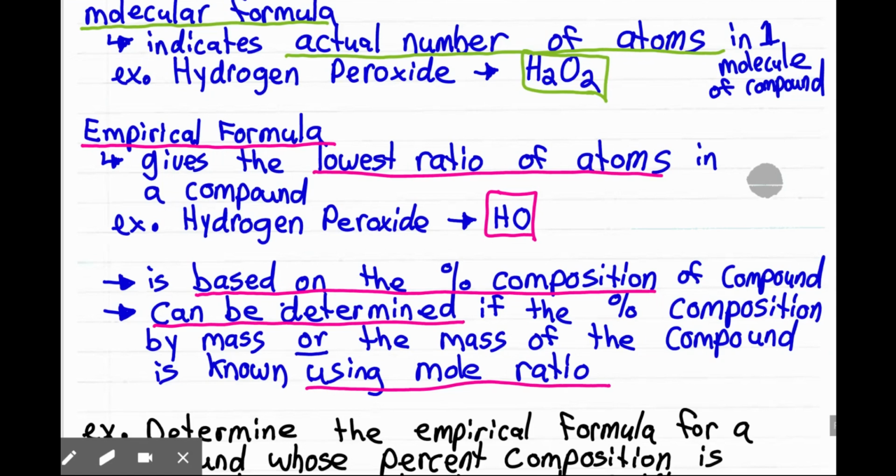And we've talked already about how to calculate our percent composition. We can determine our empirical formula if we know the percent composition by mass, or if we're given the mass of the compound, and using this thing called mole ratios. Okay, so we're going to dive right into an example.